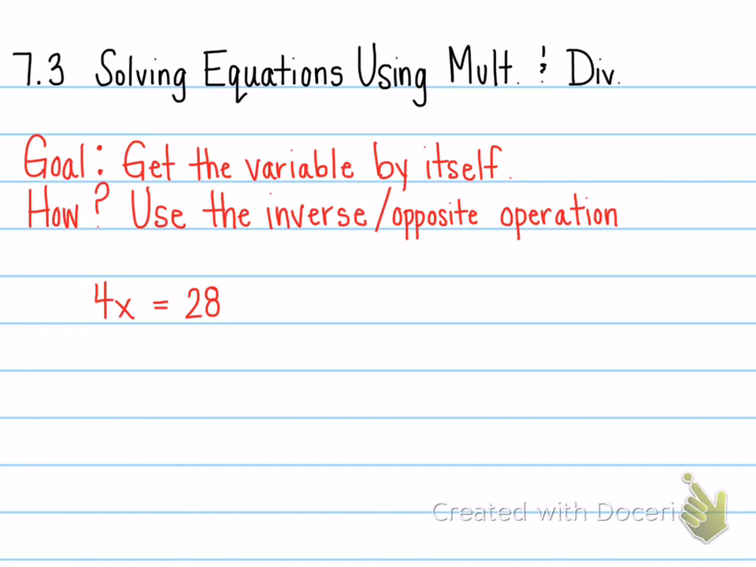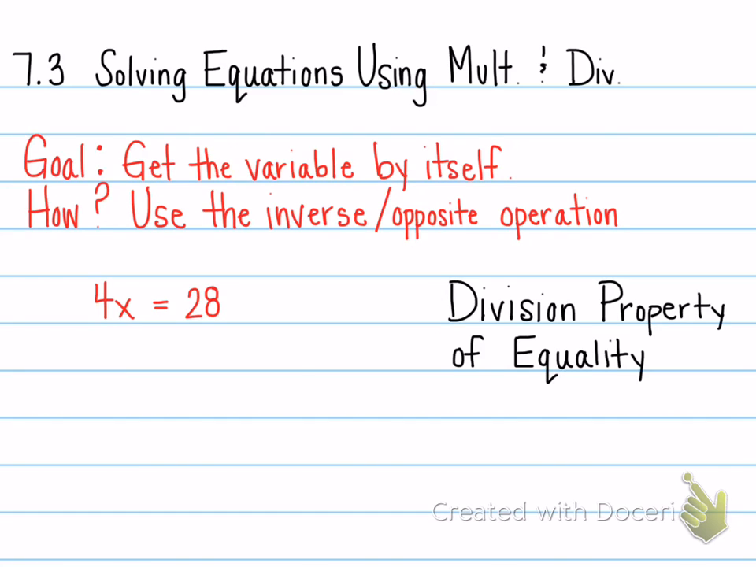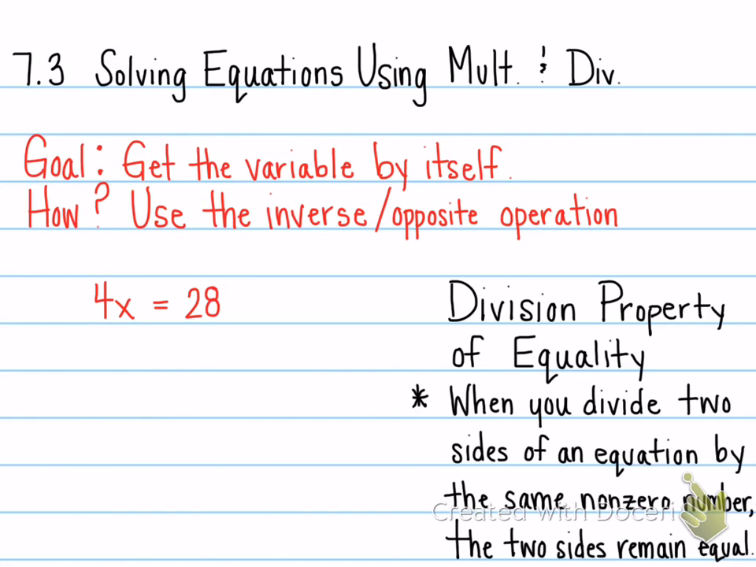Now, what we're going to use to solve this is something called the division property of equality. The division property of equality tells you that when you divide each side of an equation by the same non-zero number, then the two sides remain equal. Please make sure you have that written in your notes.